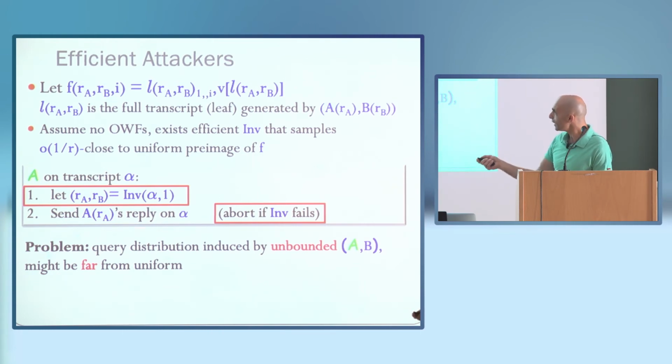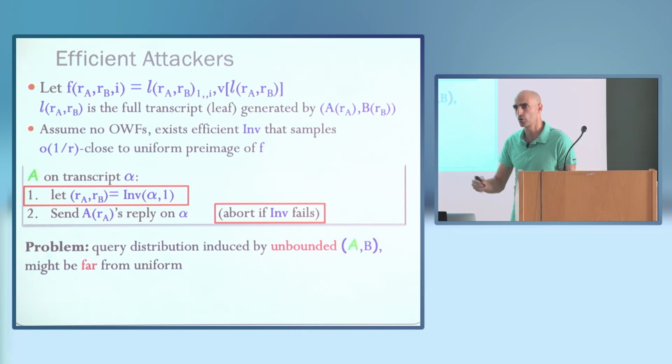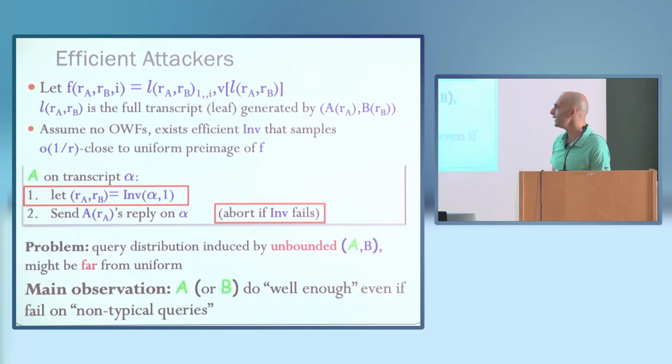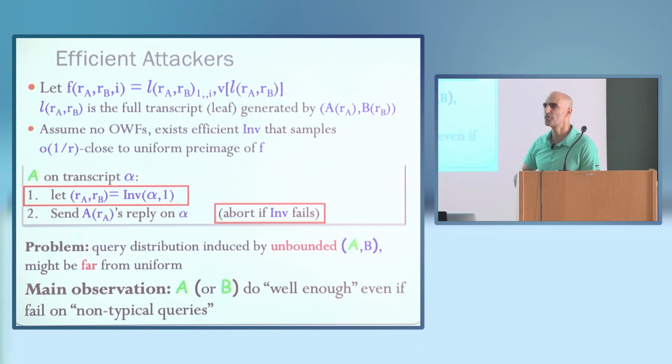So I want to emphasize that this problem doesn't only appear, I already said that, but it doesn't only appear when the adversary is efficient. It already appears when the adversary is ideal. Just by the mere fact that you attack the protocol over and over again, you deviate from the protocol. But we will see that we can do well enough even if we fail on all non-typical nodes.